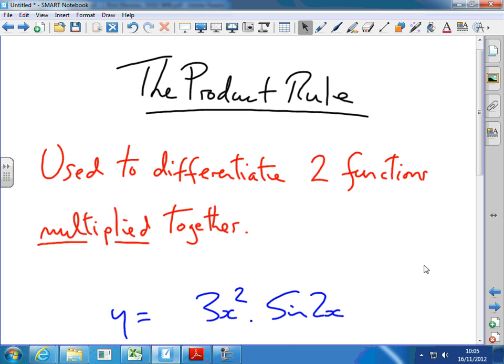This product rule, then, is used to differentiate two functions multiplied together. And if you can do basic differentiation of a common function, it's very straightforward. All you've got to do is remember the rule. Let me show you how it works and also when it applies.